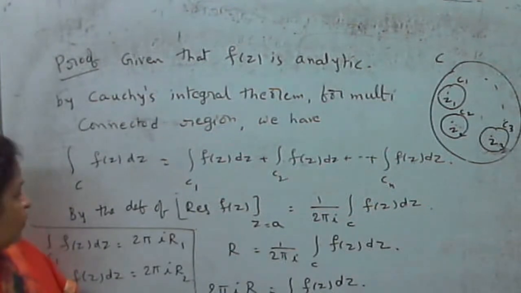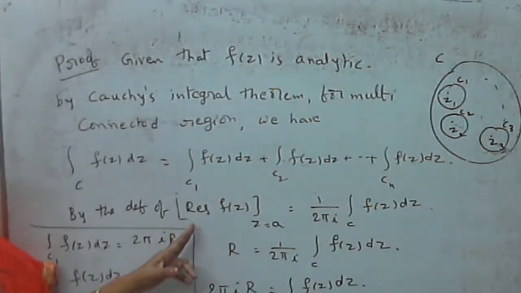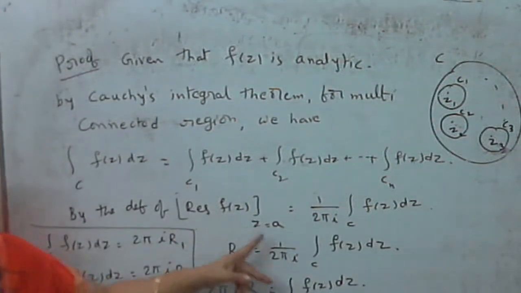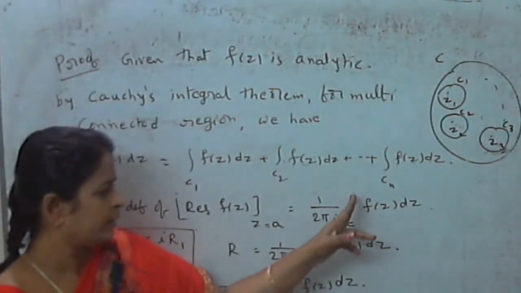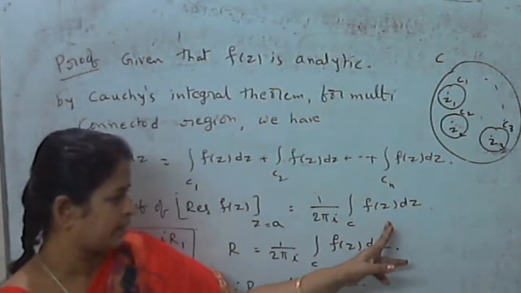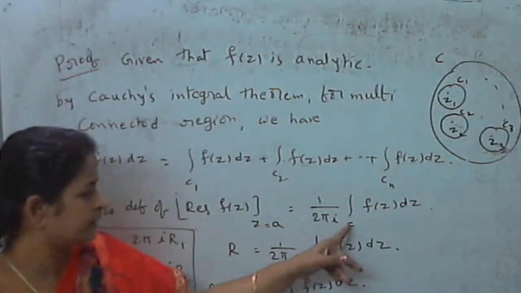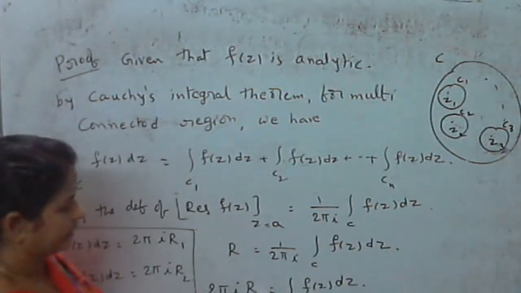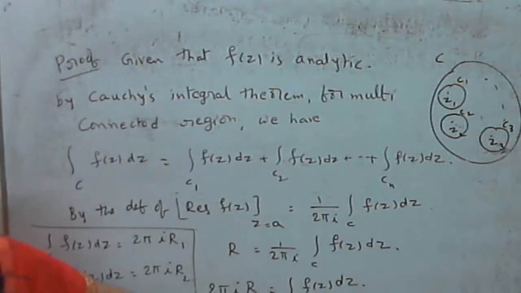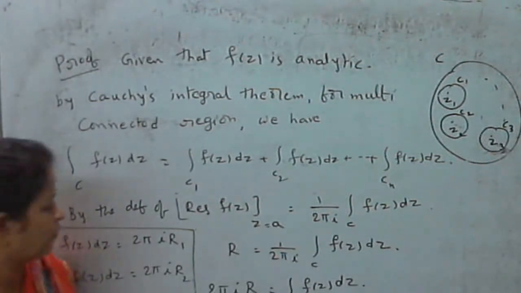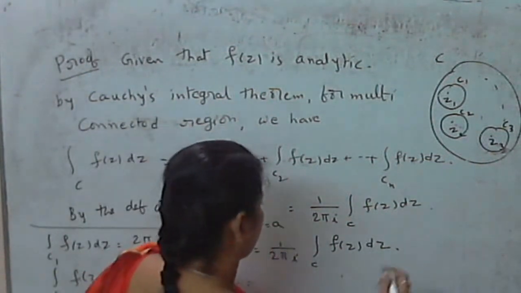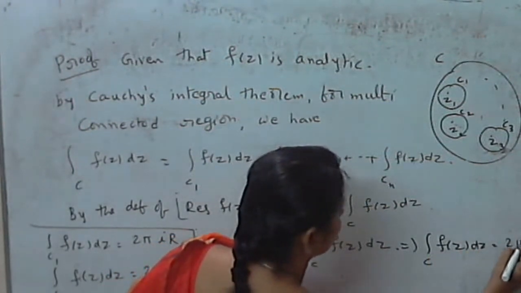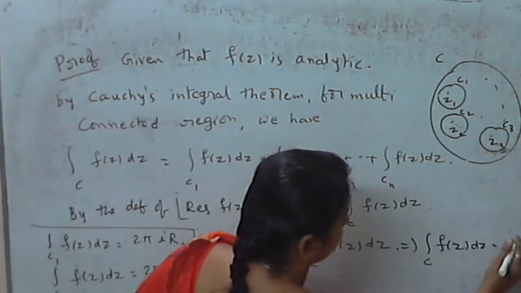Now let's go to the definition of residue. So by the definition, residue of f(z) equals 1 by 2 pi i times the integral over C of f(z) dz. This is the general definition. Using this definition, the integral over C of f(z) dz equals 2 pi i times r.